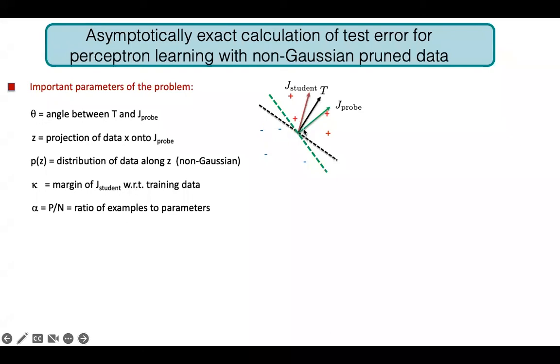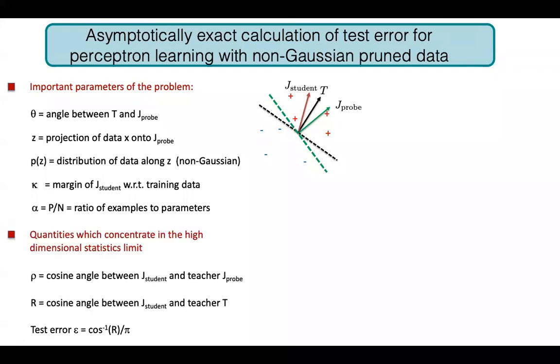So we train a final student network. That's the one we train from scratch, and it has a certain margin, kappa. And alpha is the ratio of examples to parameters. We're going to maximize kappa while still getting all the training data correct. So we're finding the max margin learner eventually.